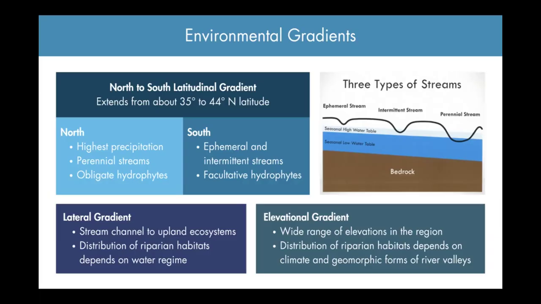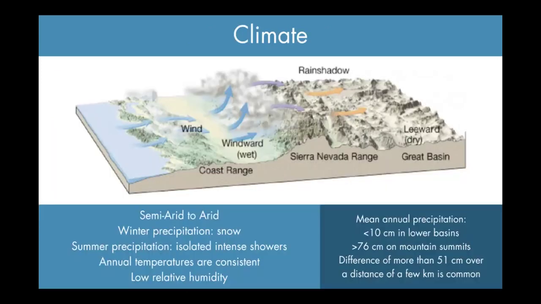Moving on to the lateral or trans-riparian gradient, this is the stream channel to upland ecosystems gradient, and it's influenced by the hydropattern, the frequency and the intensity of flooding. Lastly, we have the elevational gradient, the river headwaters to the oceanic or basin sink gradient that is influenced by climate and the geomorphic form of river valleys. The climate here is semi-arid to arid.